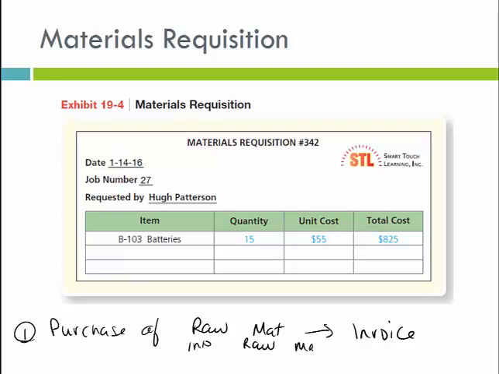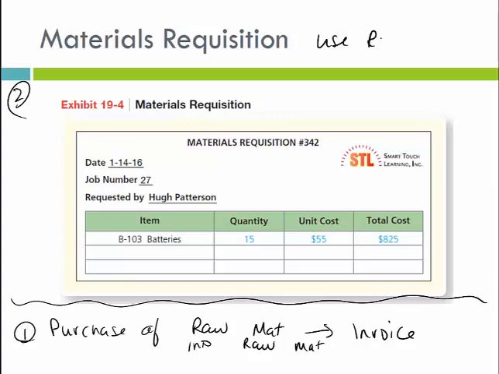The second step here would be when we actually use the raw materials. This is what happens when they are going from raw materials into work in process. The person who's working on this job fills out a materials requisition, and when this gets filled out, that's what actually generates the journal entry to move the stuff from raw materials into work in process.